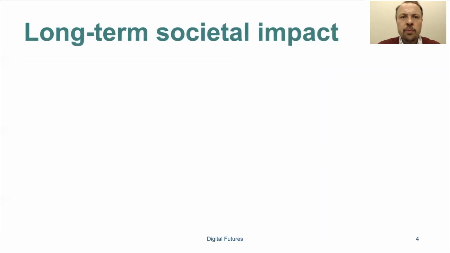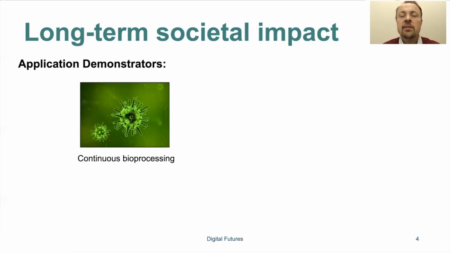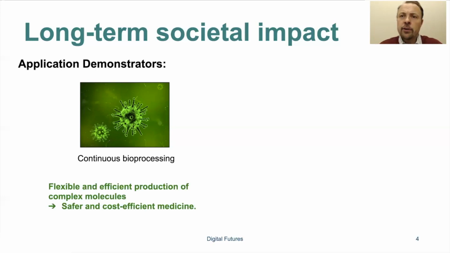To be more concrete, we are focusing on two application demonstrators. The first one is about continuous bioprocessing, where you have a complex system, in this case a biological system, that you want to control, but you cannot sample it very often. But you want to control it so that you can harvest the system more continuously. This is very useful to get more flexibility and efficiency in the production.